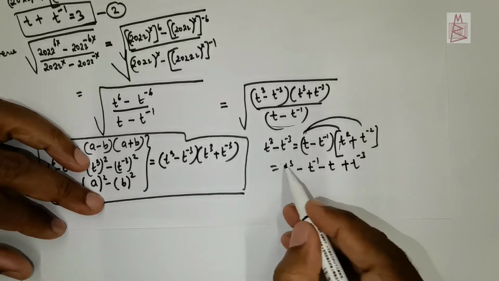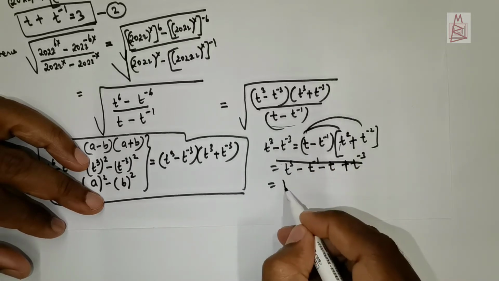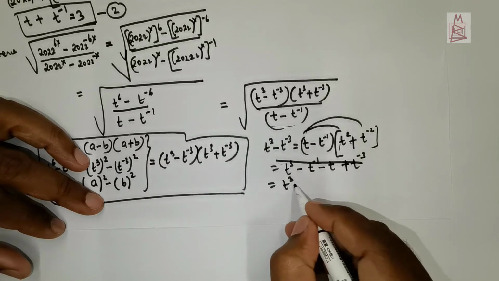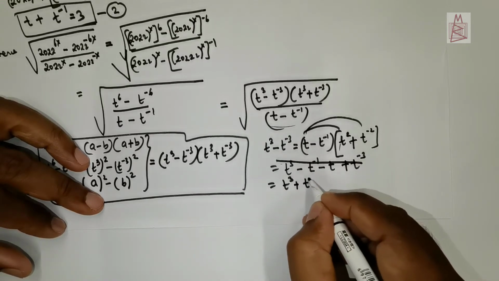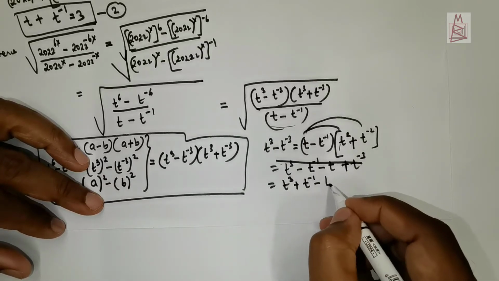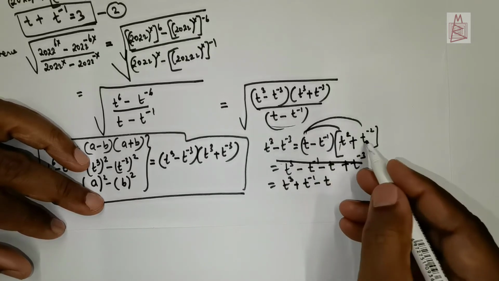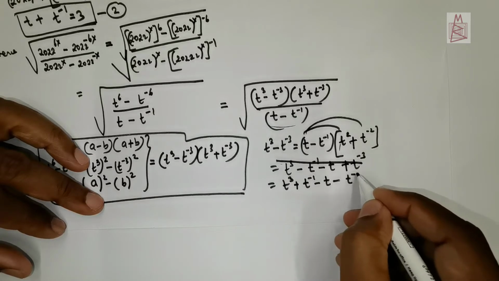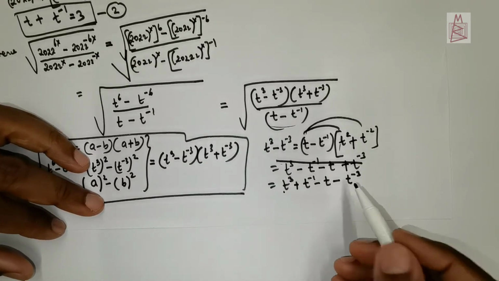If I take this as positive, then I arrive at t times t squared, that's t cubed, fine. T times t power negative 1, that's going to be positive t power negative 1. And then t power negative 1 times t, that's going to be negative t. And then negative t power minus 1 times t power minus 2, that's going to be a negative t power minus 3. So I have got this. I've got the first term and the second term.